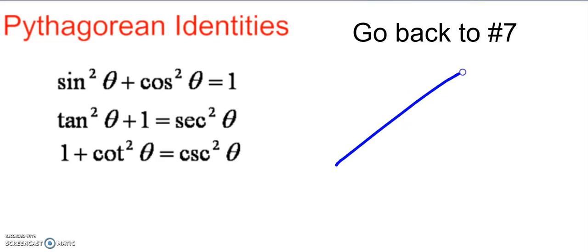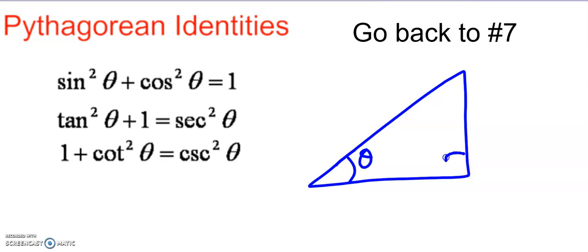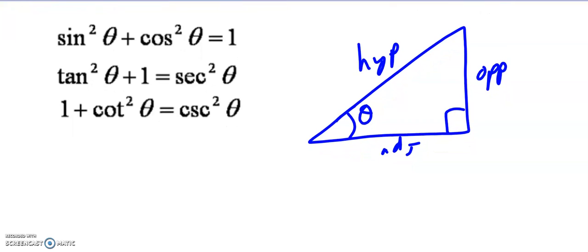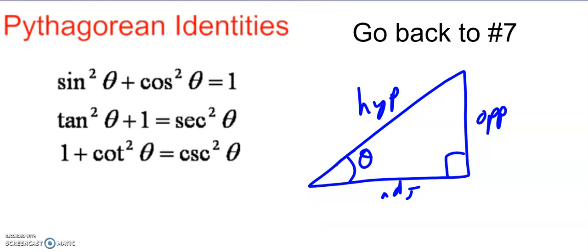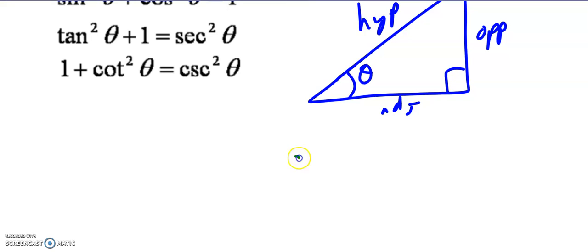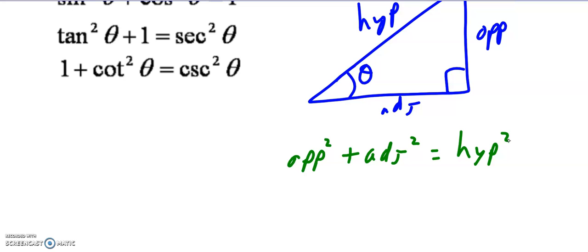So if you want a little proof, which I know you do, because you are all sending me messages saying you need more proofs, right? That's what everybody loves to see. If I call this opposite, and this is adjacent, and this is hypotenuse, then I know from the Pythagorean theorem that the opposite squared plus the adjacent squared is going to equal the hypotenuse squared, right? That's the Pythagorean theorem. But what if I just take this and I divide everything by hypotenuse squared? I can do that. That's how math works.